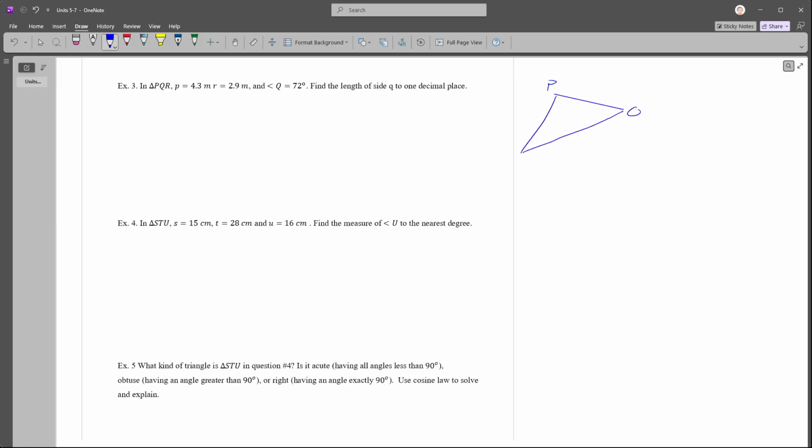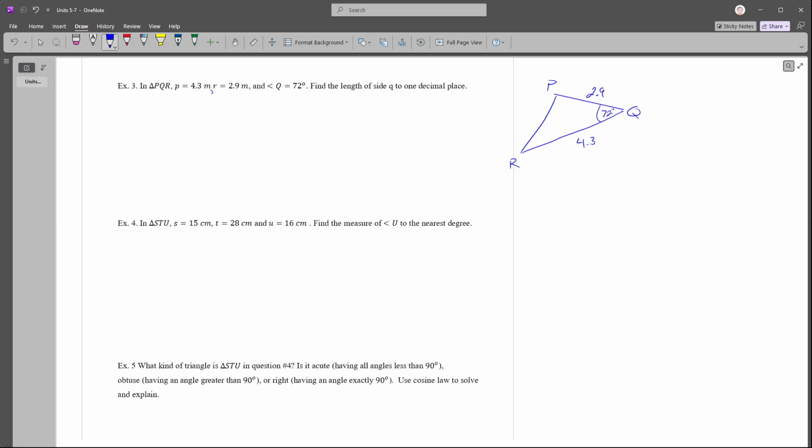You'll be P, you'll be Q, and you'll be R. It doesn't make a difference which is which. So it tells me that side length P is 4.3. Side length R, oh, that's 4.3 meters. That got confusing. There should be a comma there. Side length R is 2.9. And angle Q is 72 degrees.